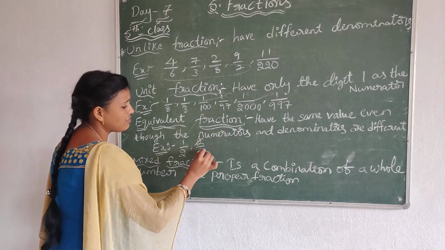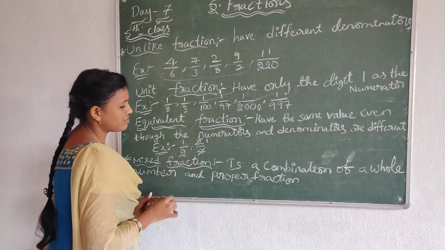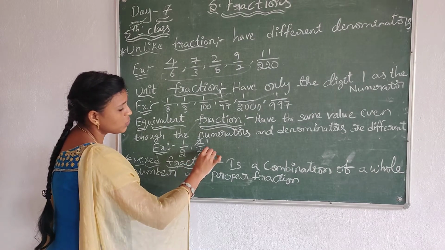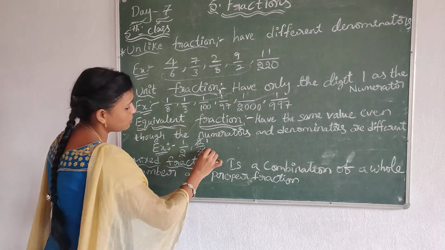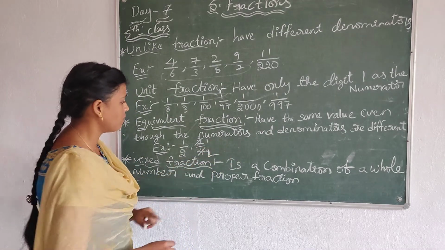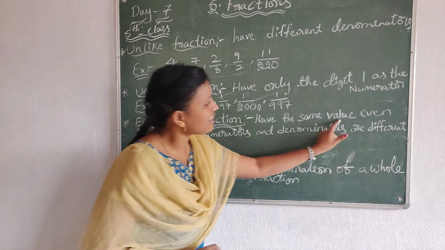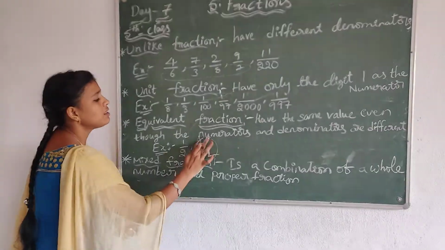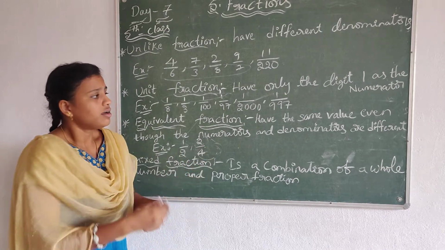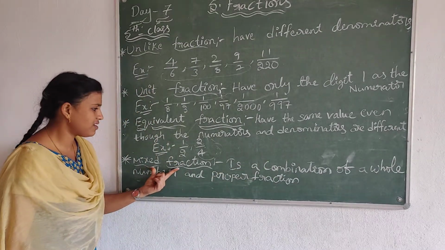If you cancel the 2 table in the numerator and denominator, you will get 2 ones are 2, and 2 twos are 4. So here 1 time, here 2 times. So 1 by 2. We get here also 1 by 2. They have the same value, but we are representing them with different numerators and different denominators. Understood? This one is completed. Come to the mixed fraction.